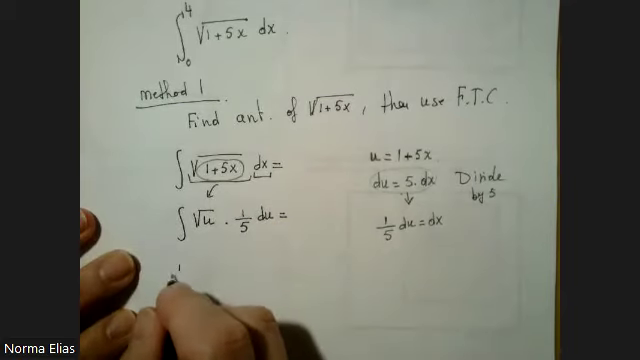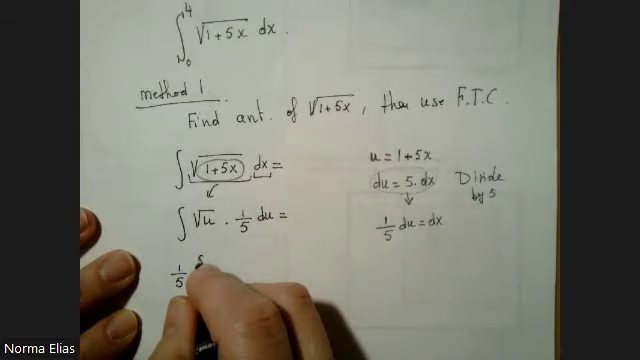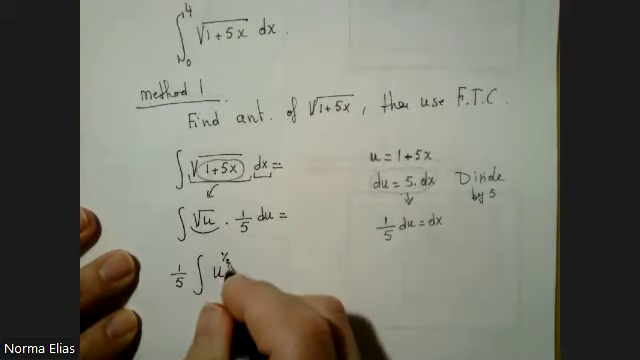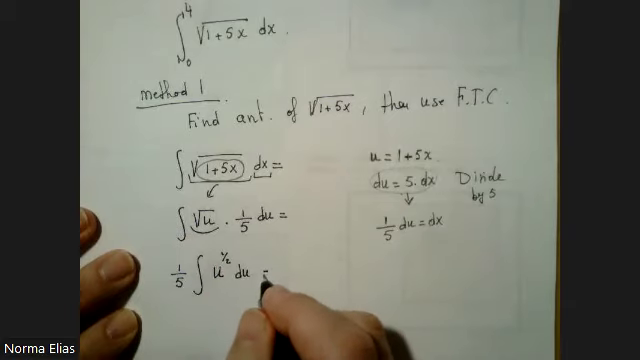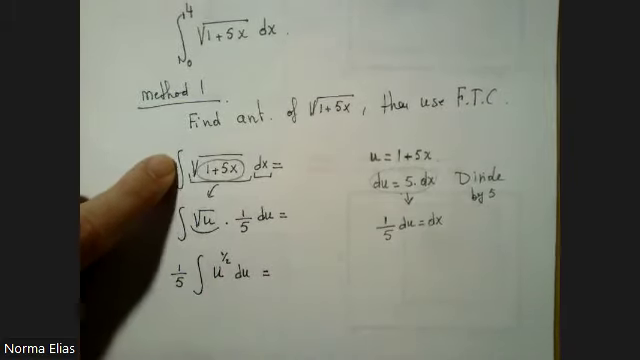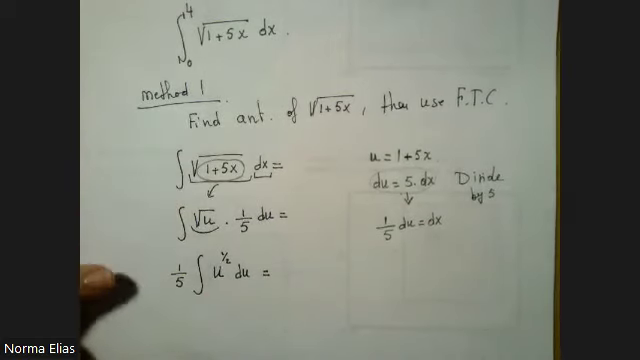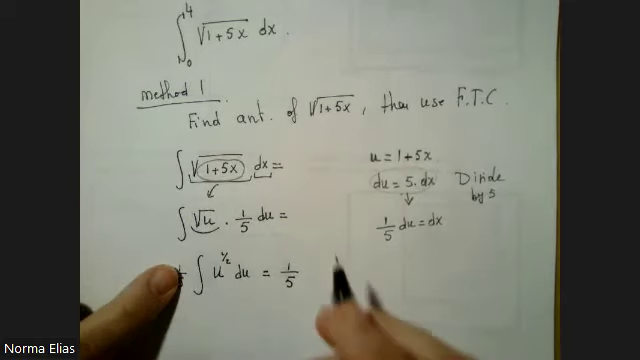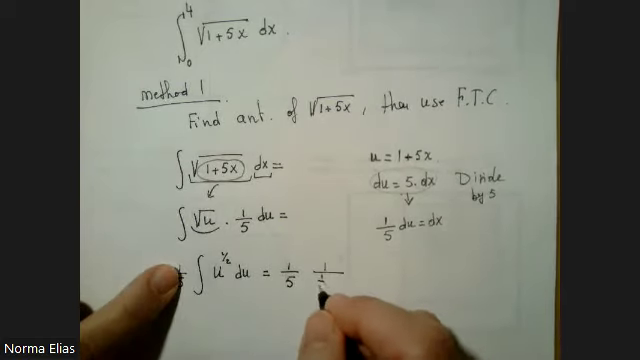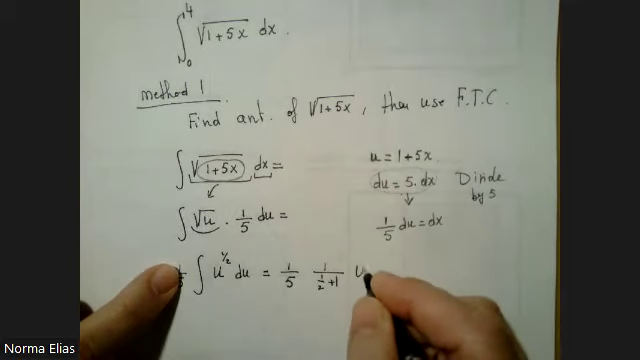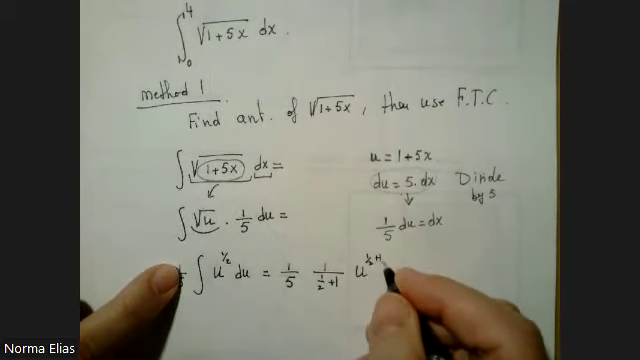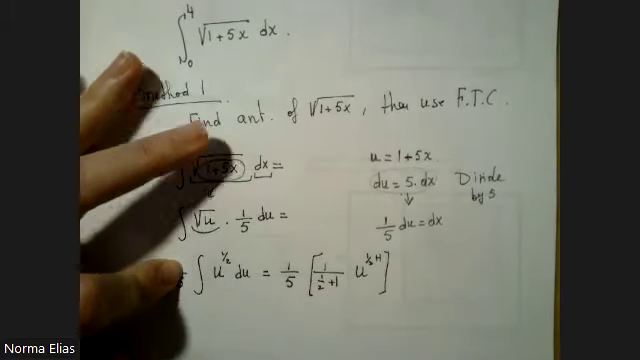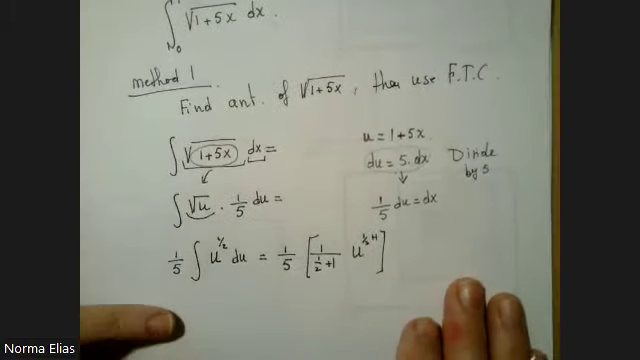1 over 5, I can take it out of the integral, it's a constant. The square root of u, I have to put it as u to the power a half du. So I am absolutely finding the antiderivative now, totally. So this will end up giving me 1 over 5. Antiderivative of that is 1 over a half plus 1 u to the half plus 1. And because at the end, I am after a definite integral, I don't worry about constant at all.